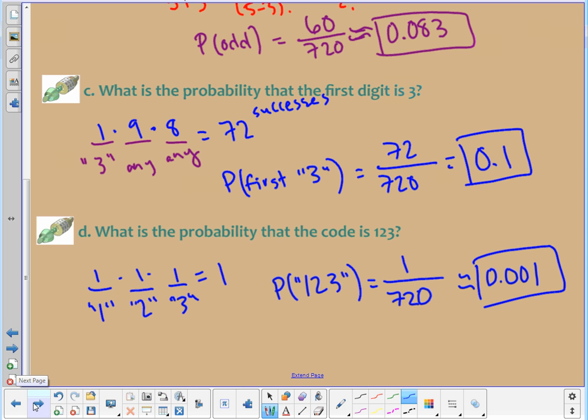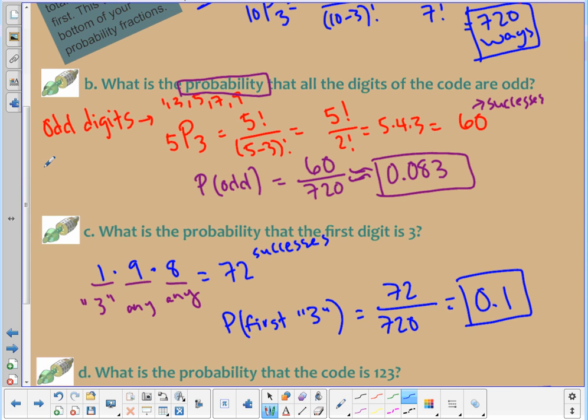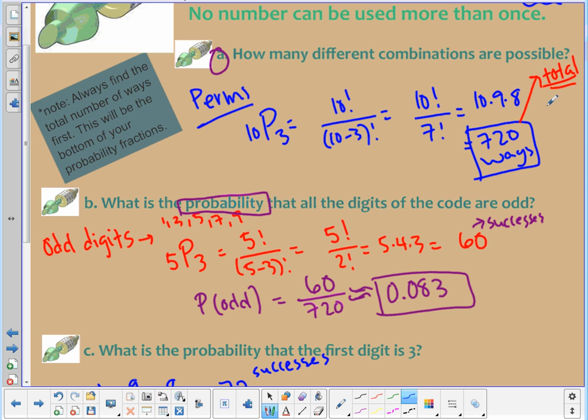So using combinations within probability, we have to find the total. Okay, we have to find that total. Then you have to find the successes, and then you have to do the division. So you're looking at 3 parts there. Find the total, find the successes, do the division for the probability after that.